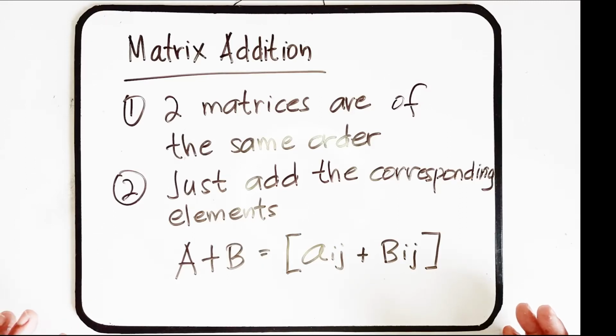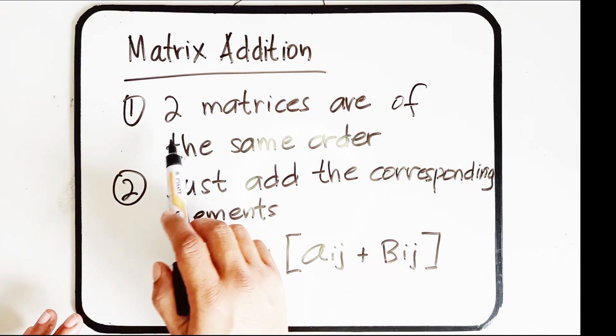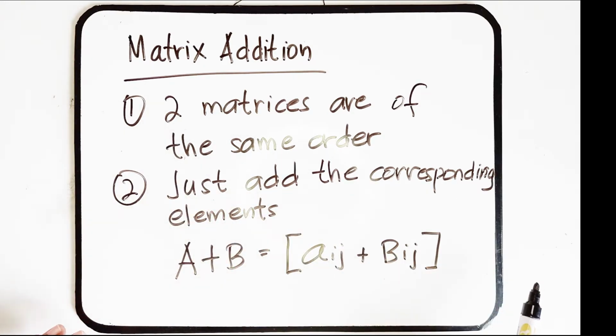So this time we will talk about matrix addition. There are two rules that you have to remember in doing matrix addition. The first rule is that you have to see to it that the two matrices that you are adding are of the same order. Meaning the number of columns and the number of rows are equal. Then second, you have to add each corresponding element.